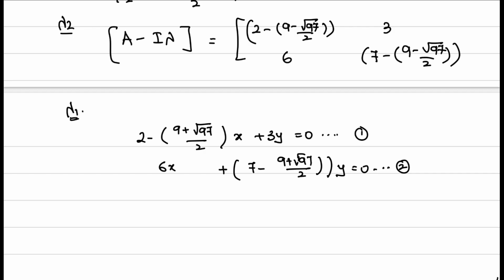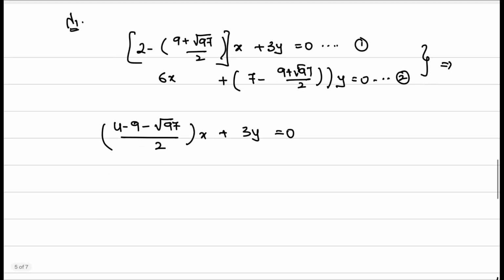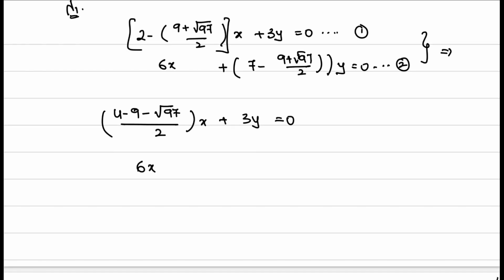Now, how to solve this equation? Let us simplify both of them first. 2 into 2 is 4. 4 minus (9 plus square root of 97) by 2, this whole into x, plus 3y is equal to 0, and 6x plus (14 minus 9 minus square root of 97) whole divided by 2 into y is equal to 0.